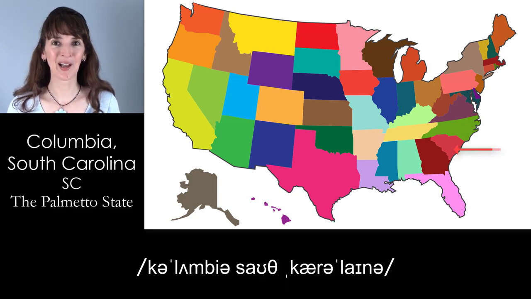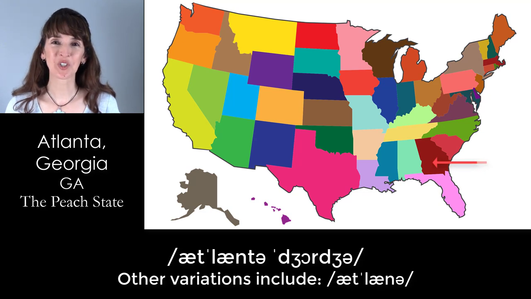Columbia, South Carolina, the Palmetto State. I hear palmetto, palmetto. The Palmetto State. Atlanta, Georgia, the Peach State. You may hear that second T dropped sometimes. Atlanta, Atlanta, Georgia.